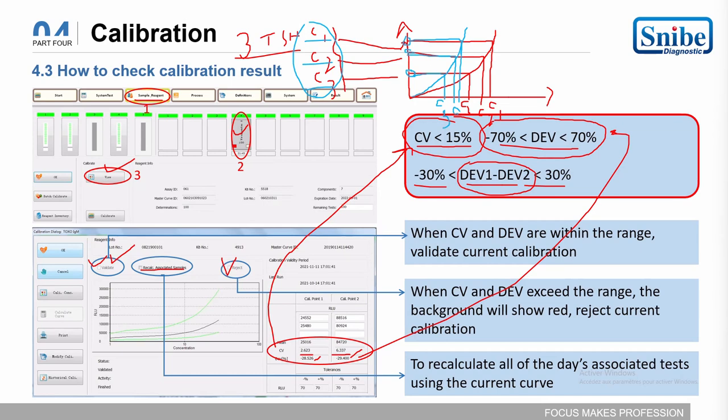So this is the meaning of recalculating associated samples using the new calibration curve. So no need to run the test from the beginning and consume reagent again.